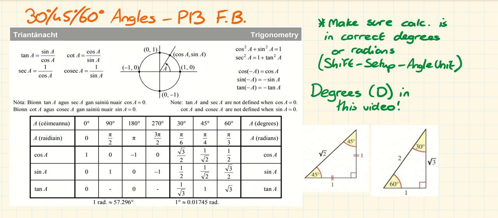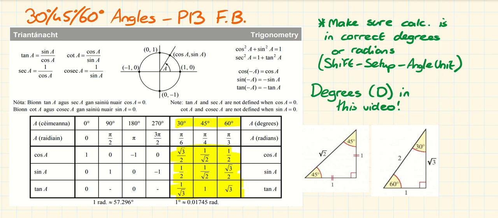There's these special triangles, these special angles, these 30, 45 and 60 degree angles. Especially at higher level you can be asked about these. But essentially, they give you your values down here for special values of 30, 45, and 60.